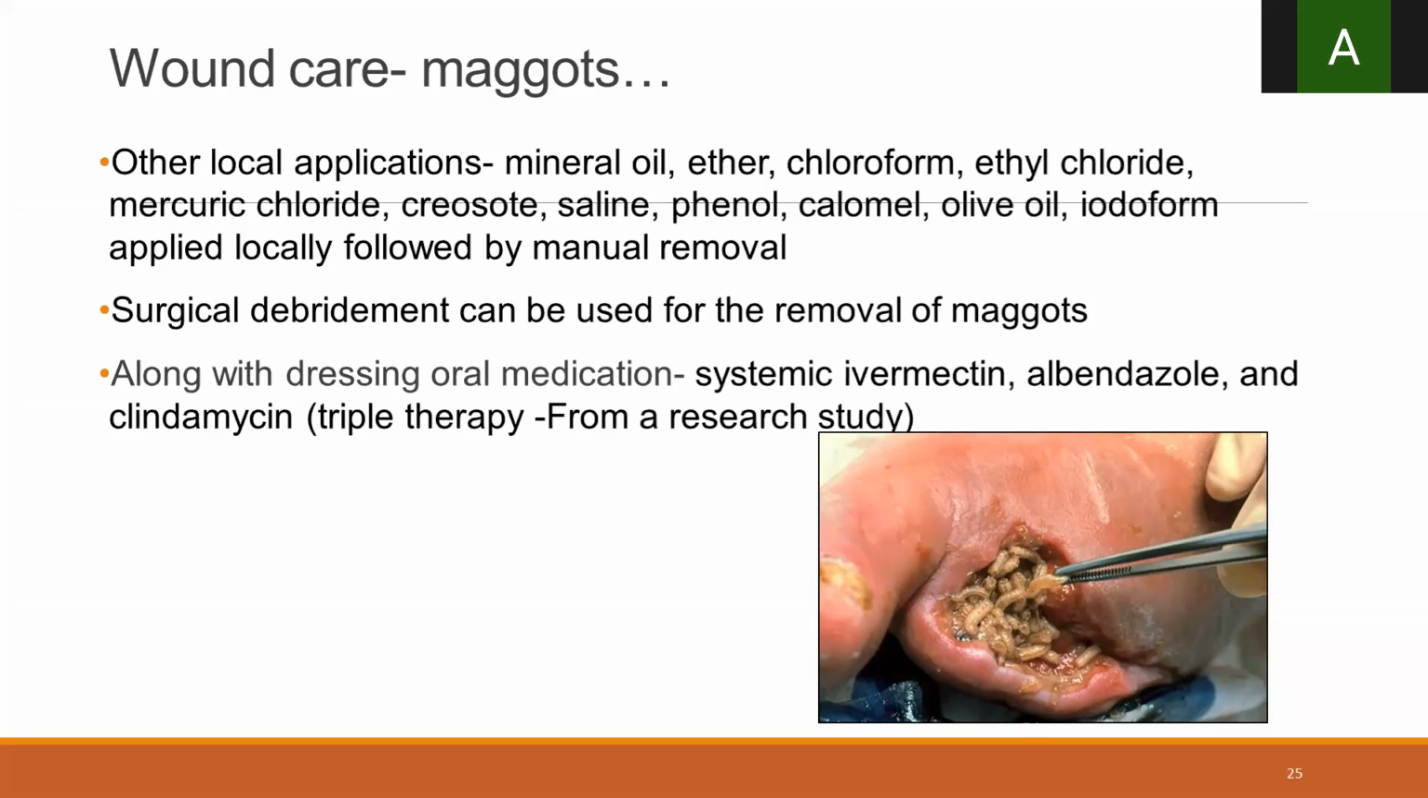Surgical debridement will also help for the purpose. And in one research study I read, the systemic use of ivermectin, albendazole, and clindamycin, they call it triple therapy. With that, they had produced very good results in the patients with maggots. So this therapy is also there. Next slide, please.